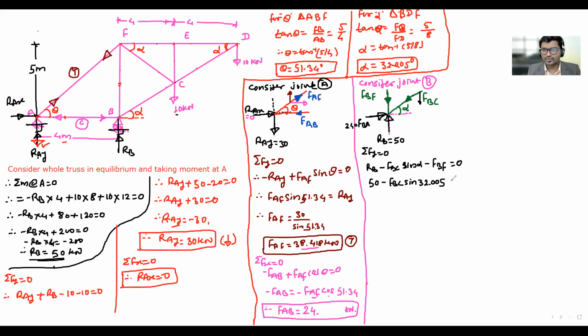32.005. Okay, minus BF also we don't know, so we can't proceed, isn't it? So just analyze it, simplify it. Therefore minus FBC sine 32.005 minus FBC is equals to minus 50. Is it correct? Give it as equation number 1. As we can't proceed, give it as equation number 1.